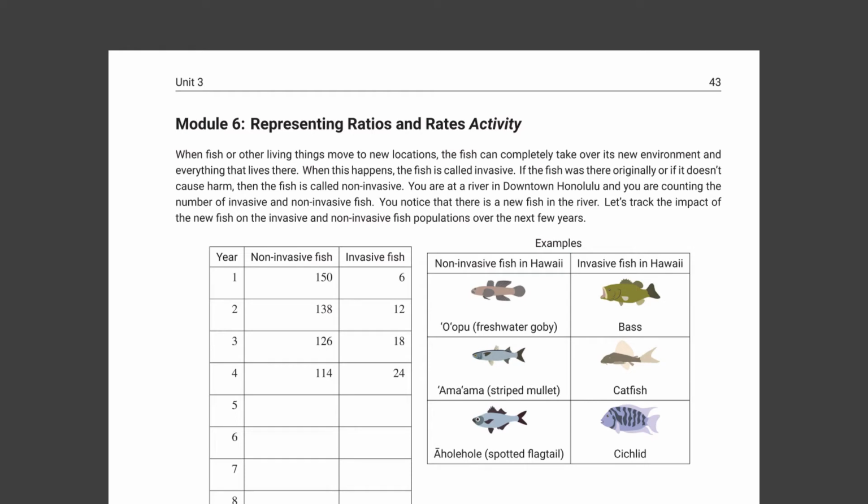The Unit 3 activity that we'll be reviewing for this video is the Module 6 Representing Ratios and Rates activity. In this activity, we'll be looking at a river in downtown Honolulu and keeping track of the types of fish in this river. Over the years, this river has been taken over by invasive fish. Invasive fish are fish that come into a new environment and cause a lot of harm. In Hawaii, bass, catfish, and cichlids are considered to be invasive fish. They destroy the populations of non-invasive fish, such as the o'opu, the ama-ama, and the a'aholehole.